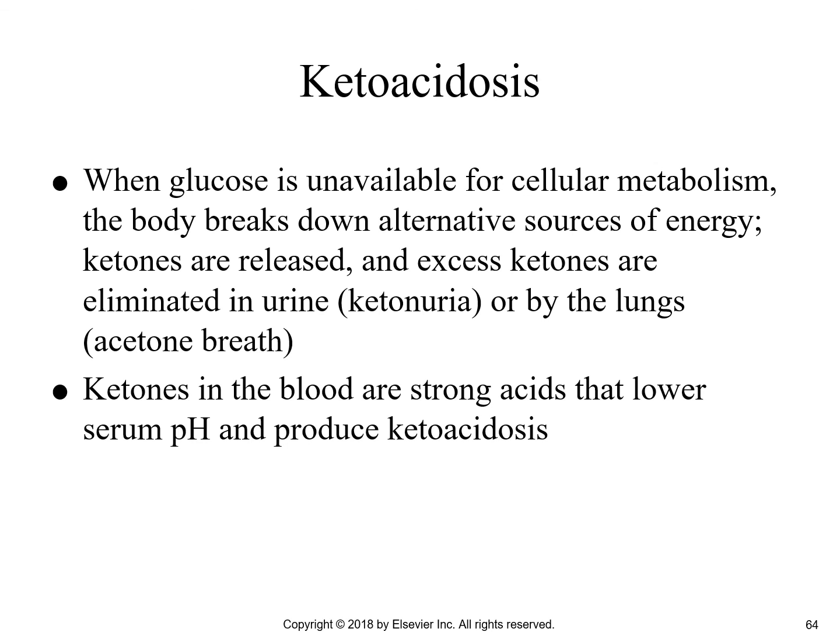Ketoacidosis occurs when glucose is unavailable for cellular metabolism and the body breaks down alternative sources of energy. Ketones are released and excess ketones are eliminated in the urine or by the lungs, so they'll have that fruity-smelling breath, acetone breath, and ketonuria. Ketones in the blood are strong acids that lower the serum pH and produce ketoacidosis.